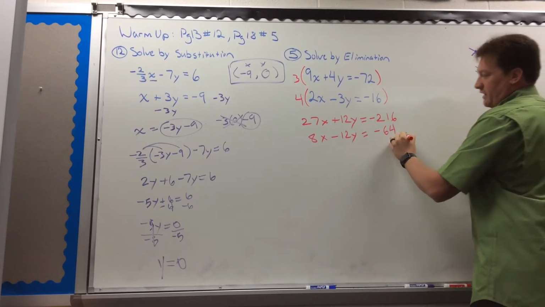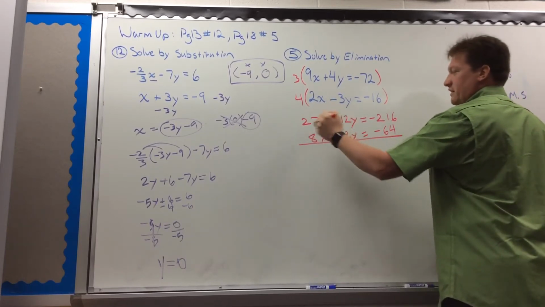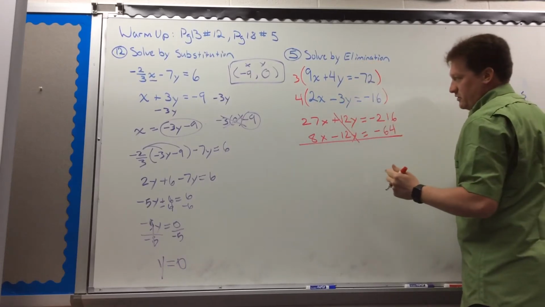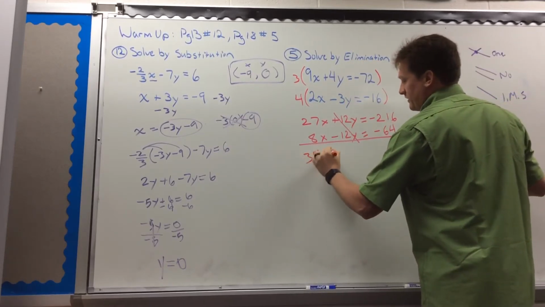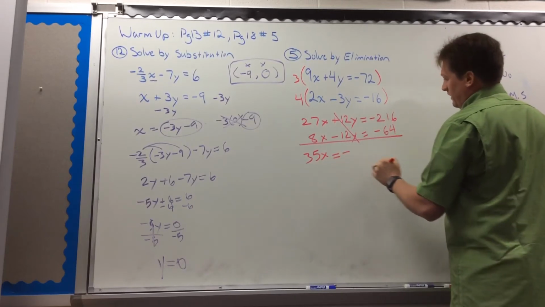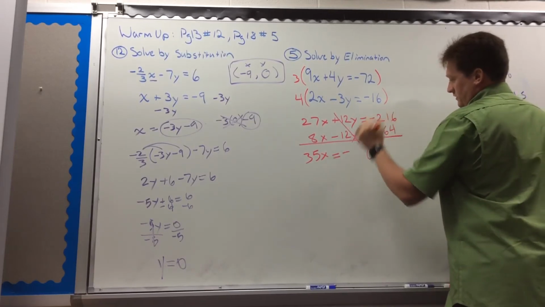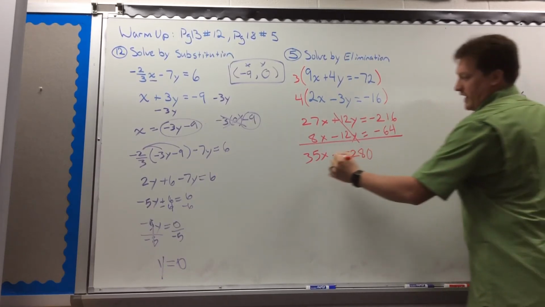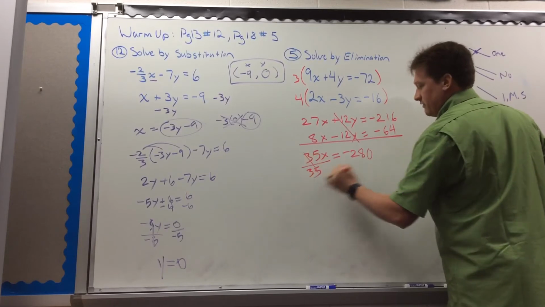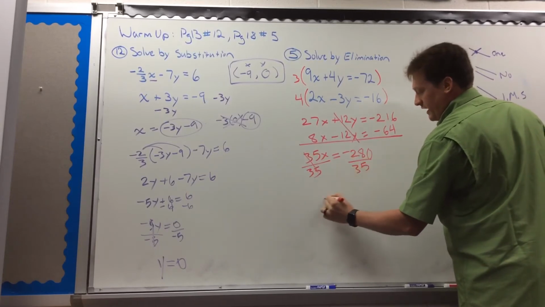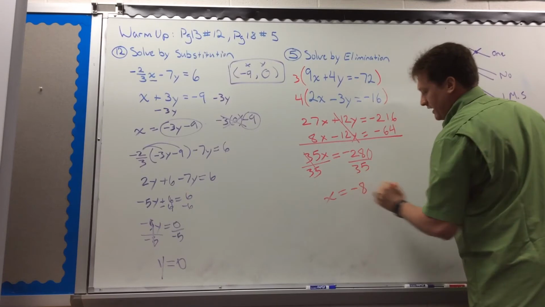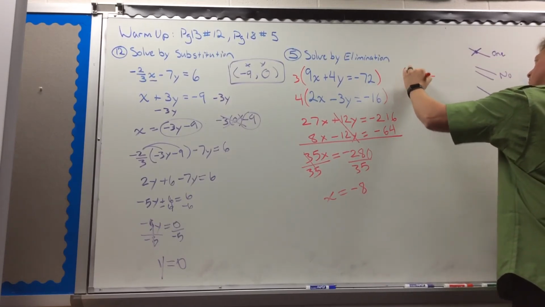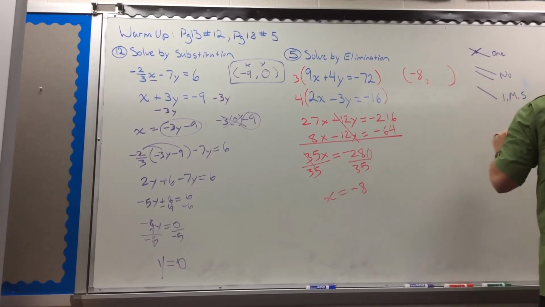So then when I add the lines and combine, I see that the 12y's cancel. It's called elimination. We're trying to eliminate a variable. And that gives me 35x is equal to negative 280. And then I divide that by 35 and I get x is equal to negative 8. So we have negative 8 for x. Make sure that we put it in the right location.